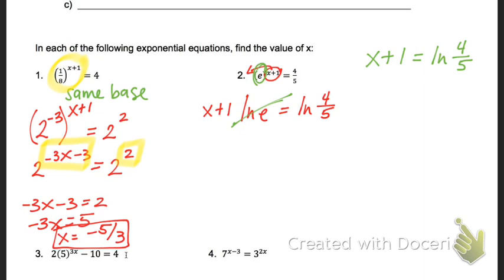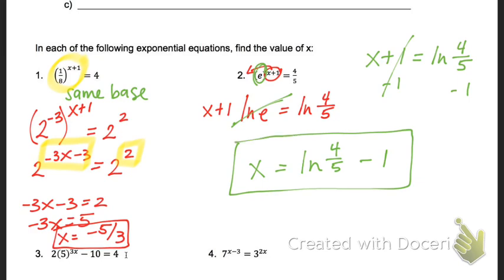Now, can I evaluate the ln of 4/5? Is that even possible? No, so I'm just going to leave it there. I can't do it. So to get x by itself, I'm going to subtract 1 from both sides. And my final answer is x equals the natural log of 4/5 minus 1. And I am done. So you don't do anything to that fraction, since it's attached to the natural log. The only time you need to get a final answer is when you can evaluate the log.